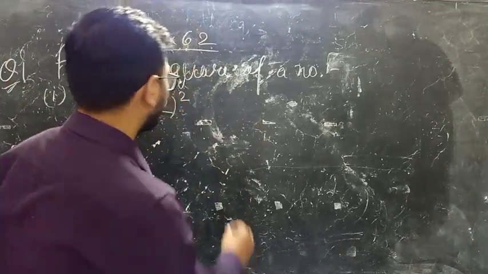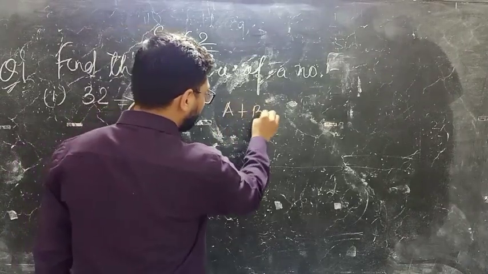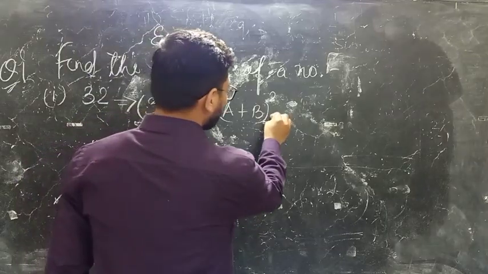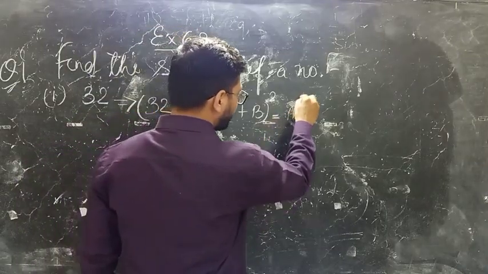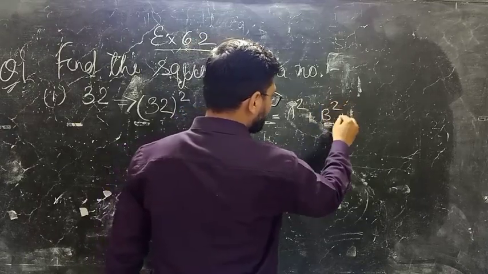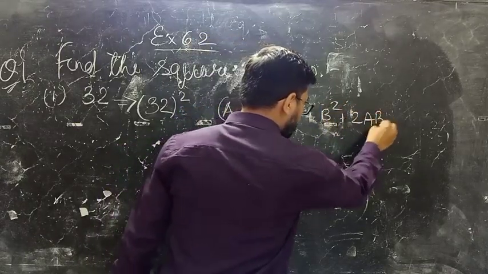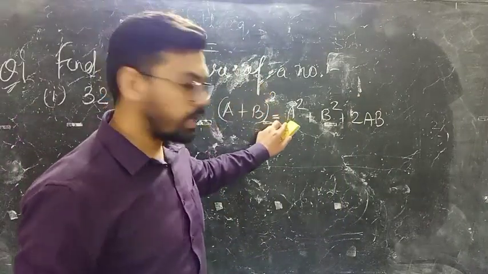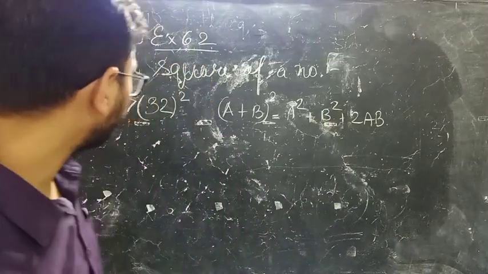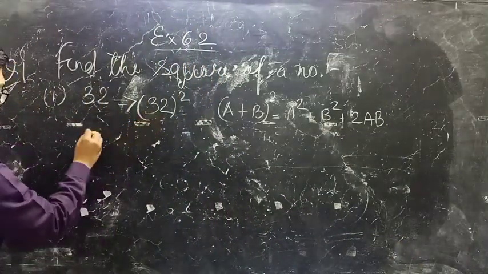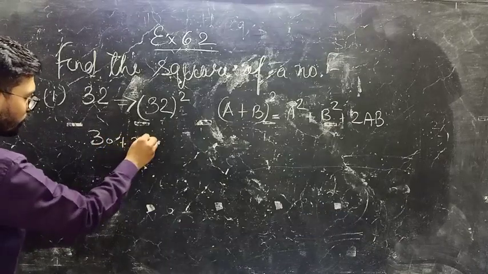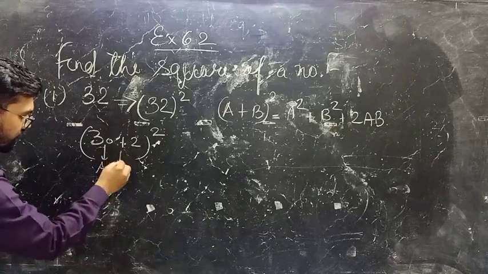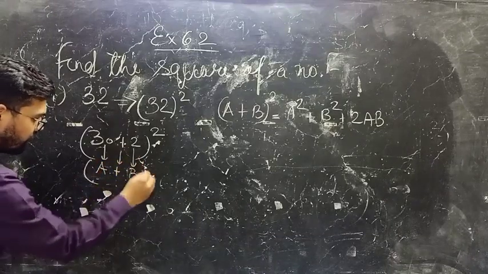What is that identity? a plus b whole square, which is equal to a square plus b square plus 2ab. So this will decrease your efforts, right? a plus b whole square will give you a square plus b square plus 2ab. 32 can be written as 30 plus 2 whole square. Let's say this is a and this is b.